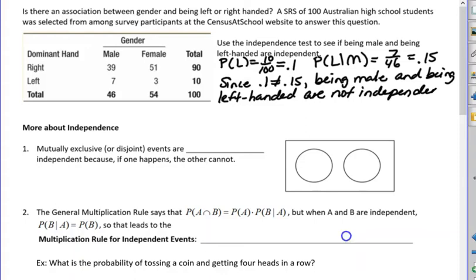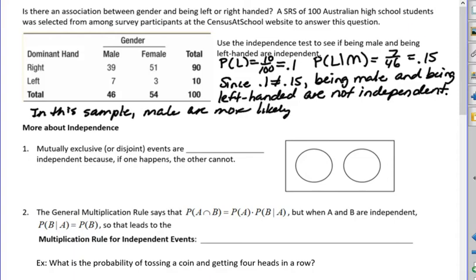In fact, looking at this data, it appears that being left-handed is a little more common if you are male, or being male makes it more likely to be left-handed. 10% of people overall are left-handed, but in the sample, 15% of males are left-handed. So I can say in this sample, males are more likely to be left-handed. So there does seem to be an association.